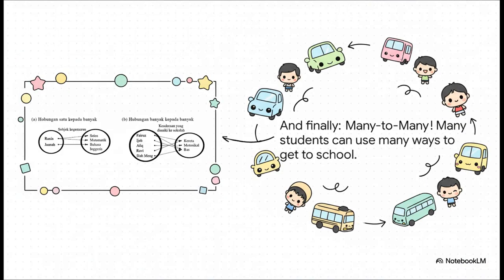And for our final stop, we have the many-to-many relationship. Now this one can look a little messy, but it's probably the one you see most often in the real world. You've got multiple students connected to multiple ways of getting to school. Feiruz and Ravi both might take a car, but hey, Ravi also sometimes takes the bus, and so does Afik. It becomes this big, interconnected web.